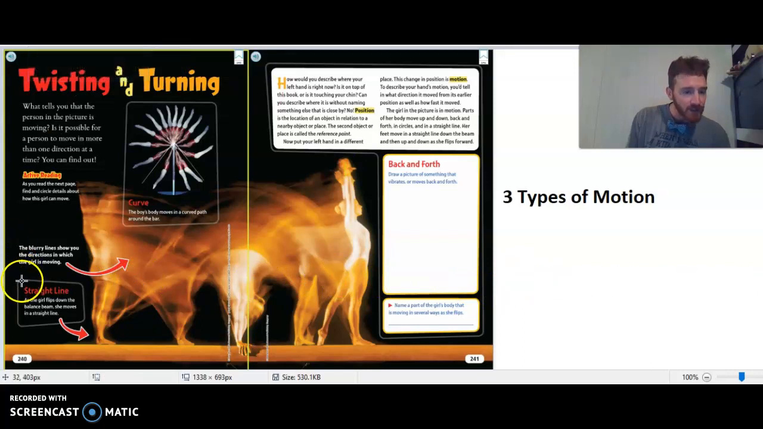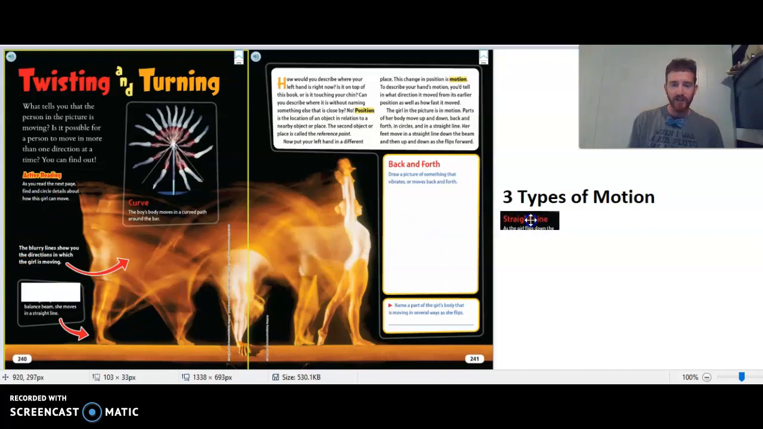Okay, here we go. Straight line motion is one kind of motion. They mention that down here. It says the girl flips down the balance beam. She moved in a straight line, okay? Straight line motion is the simplest form, but it's also sometimes the rarest, because for things to go in a perfectly straight line is not quite so common.